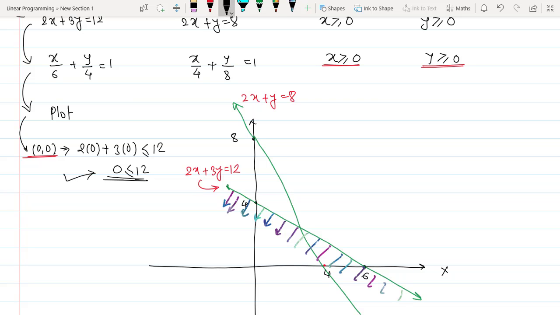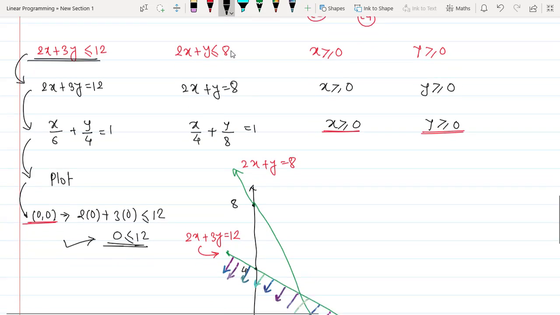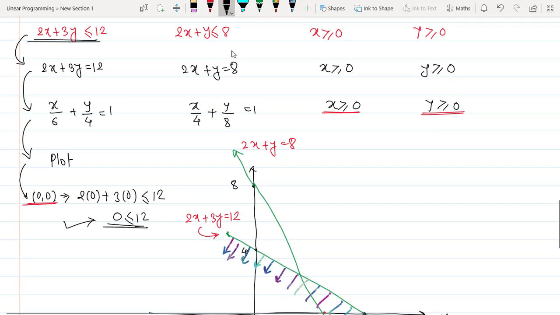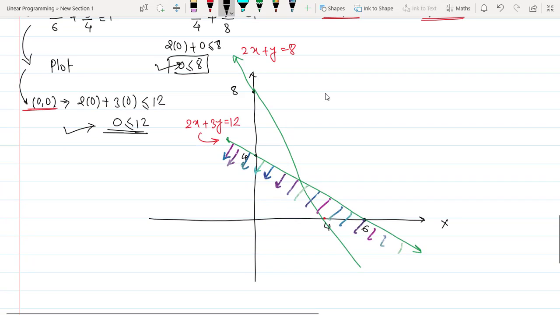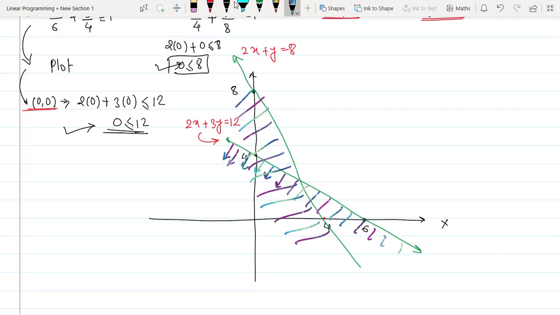What about the second? Let's verify by substituting 0 0 here. So 2 into 0 plus 0 less than or equals to 8. So 0 less than or equals to 8. Yes, perfect. So the second inequality also gets satisfied. So for that also we have the solution set which includes the origin for the second line as well.